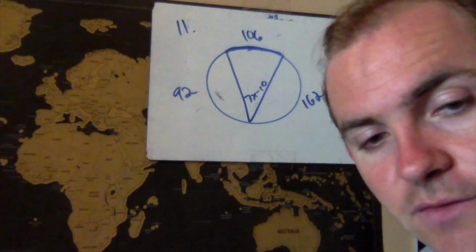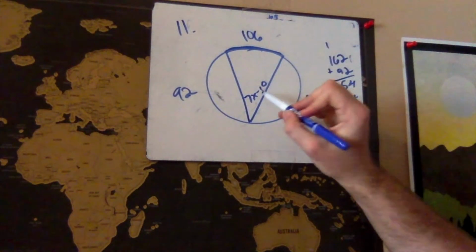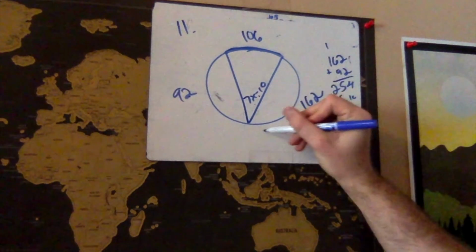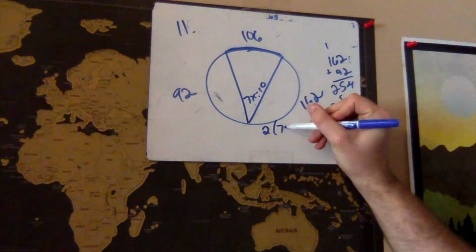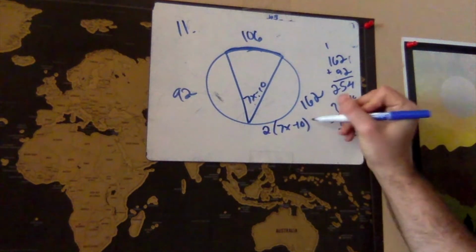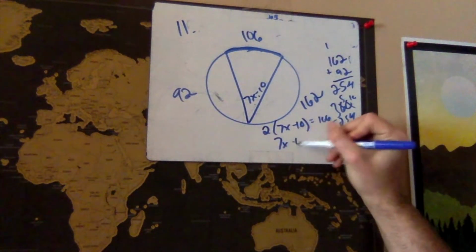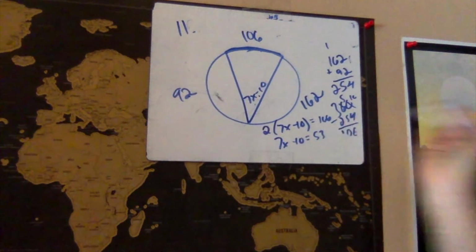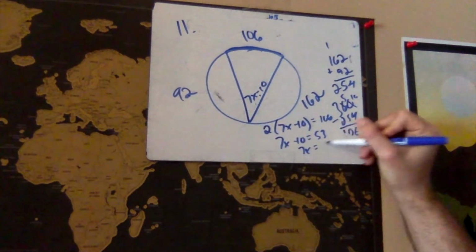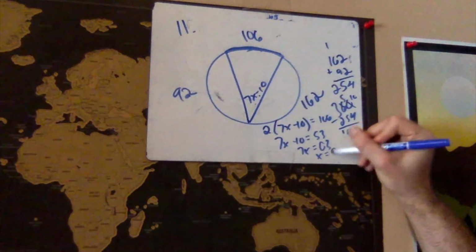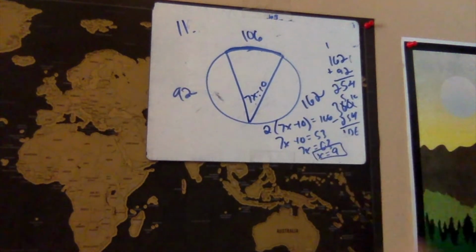Now, let's see if you guys can help me out with this. How many of these does it take to make this? Well, it's got to take 2, right? So, 2 times 7x minus 10 equals 106. Divide both sides by 2, right? And that would equal 53. Add 10 to both sides, 7x equals 63. Oh my gosh, look at that. Do I know how to divide? Yes, I do. And x equals 9.